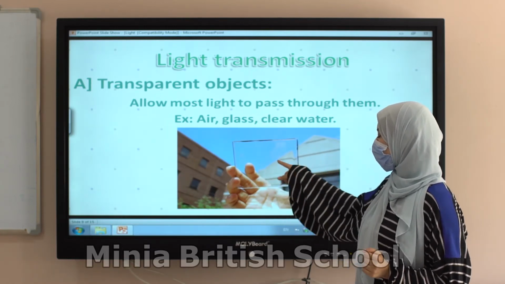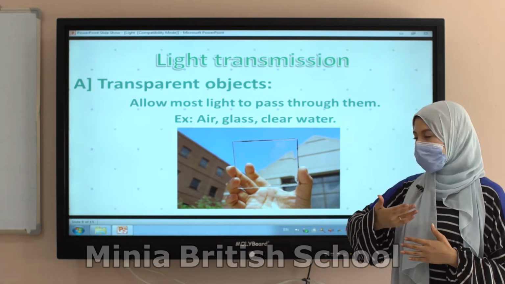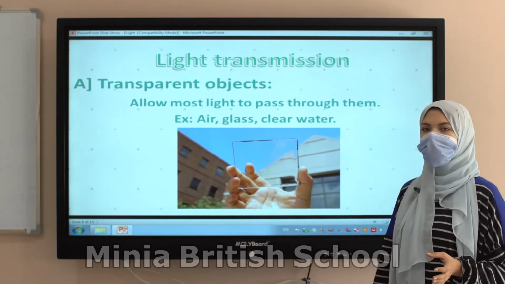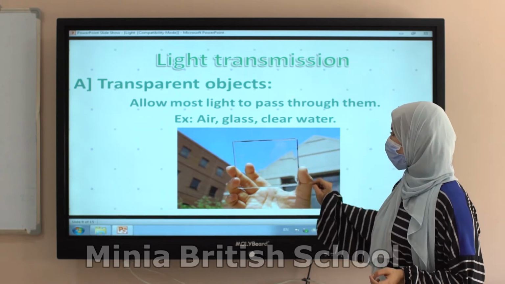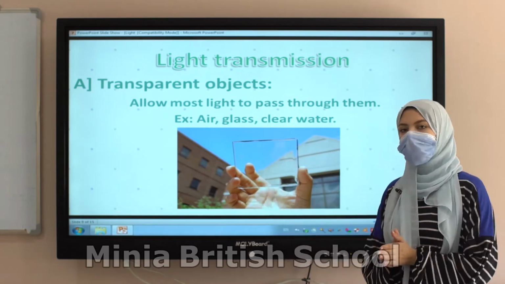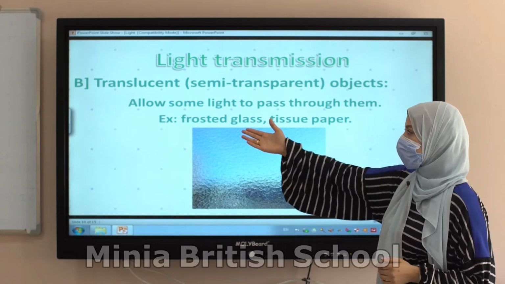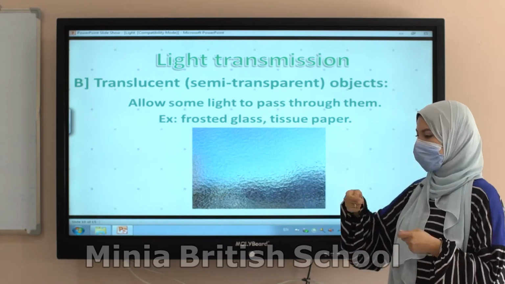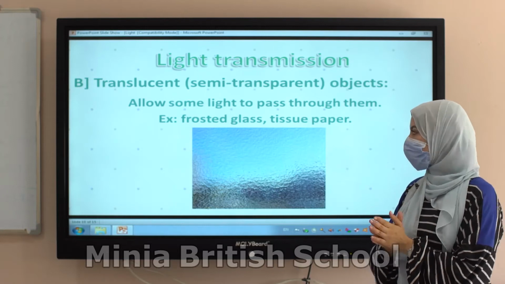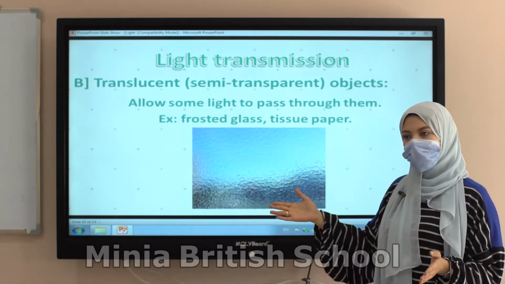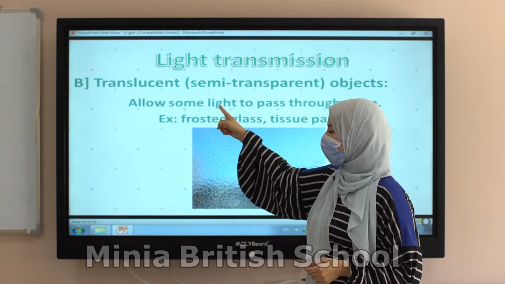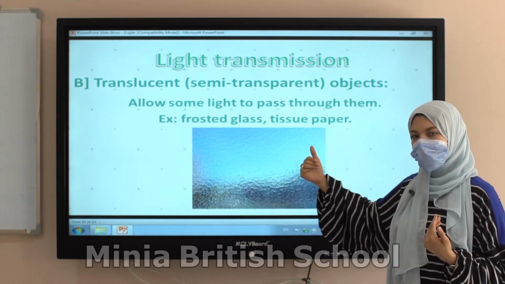What about a transparent object? Like glass, clear water or the air. It allows all the light to pass through it, so you can see the image clearly. What about translucent or semi-transparent? It's like a tissue. If you put a tissue in front of your eyes, maybe you can see the image, but not clearly, because it allows some light, not all the light, to pass through it.